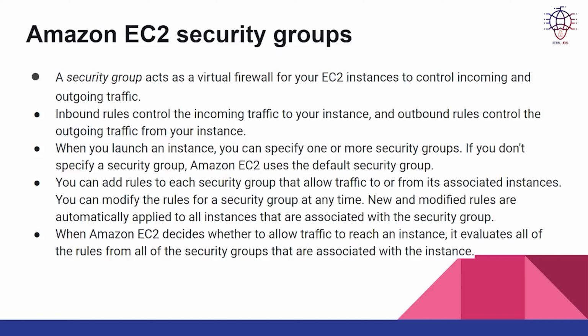We can add rules to each security group that allow traffic to or from its associated instance, and we can also modify the rules for a security group at any time. New and modified security rules are automatically applied to all the instances that are associated with the security group. When Amazon EC2 decides whether to allow traffic to reach an instance, it evaluates all of the rules from all of the security groups that are associated with the instance.